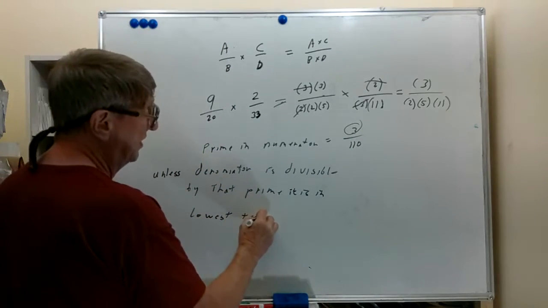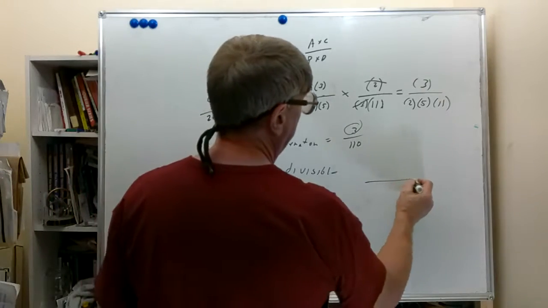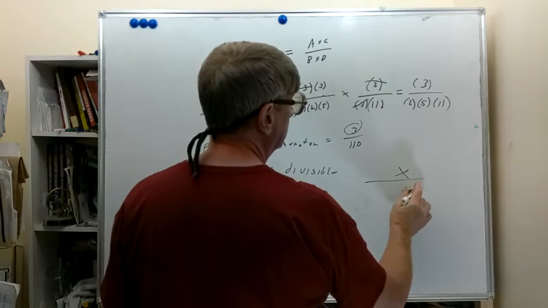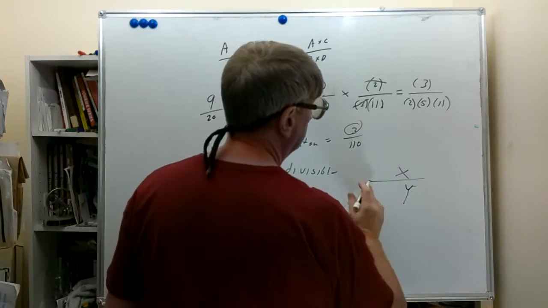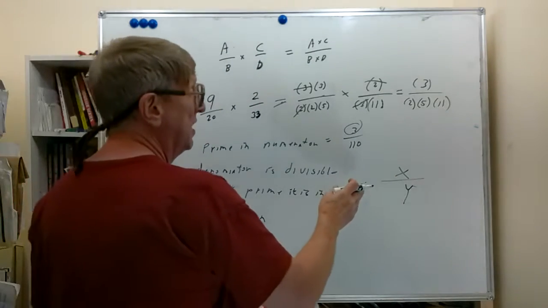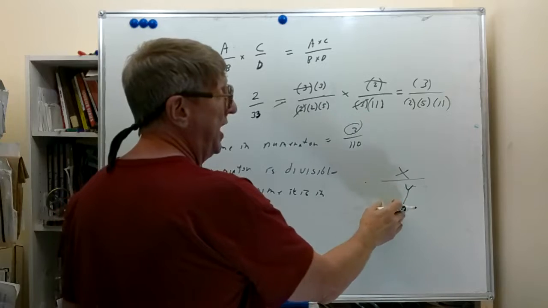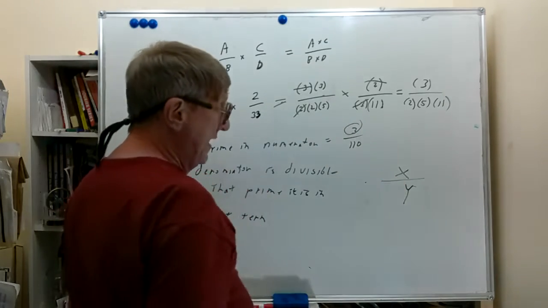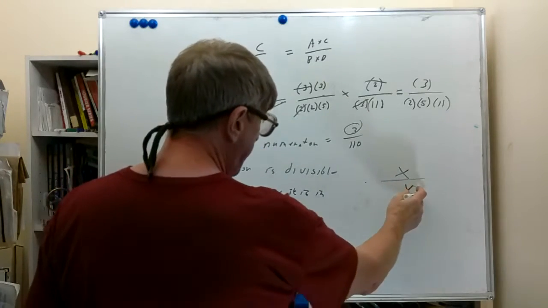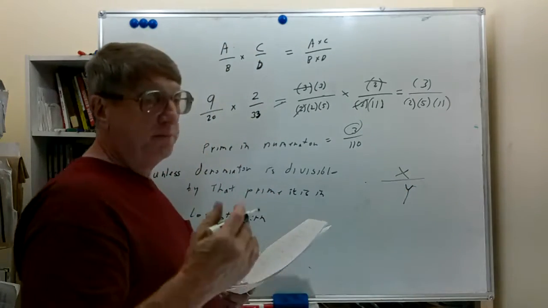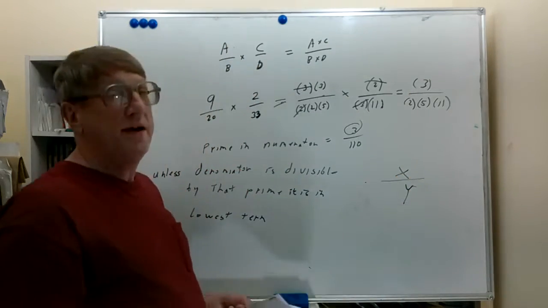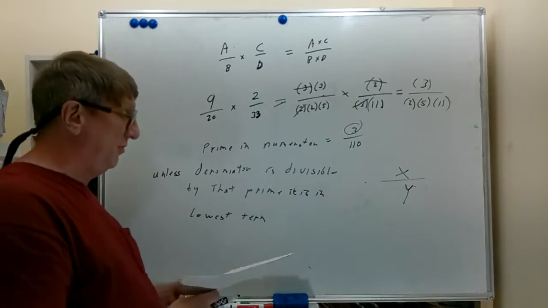So what I'm saying is, if I have some fraction, x over y, and x is prime, then this is going to be lowest terms unless y is divisible directly by x. By the same token, if y was prime, if there was a prime number in the denominator, unless the numerator was divisible by that particular prime, it would be lowest terms also.